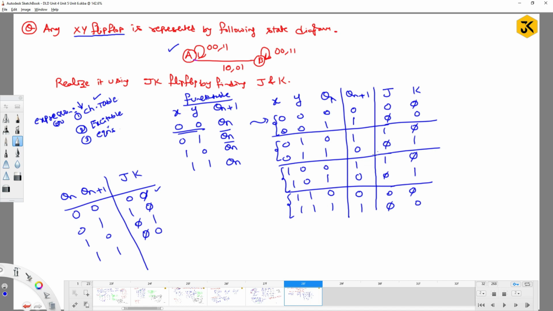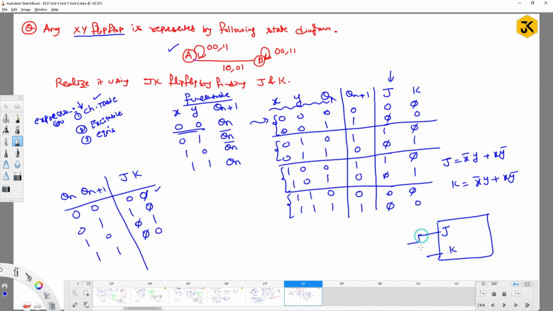Now if you solve the expressions for J and K in terms of the inputs x, y and Qn, you get the J value as x bar y plus x y bar, and the K value is also x bar y plus x y bar. As you know the J and K values in terms of x and y, you can draw the circuit diagram. Take J and K; for both, the input is the same, which is a kind of XOR.